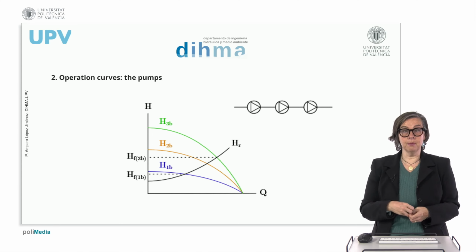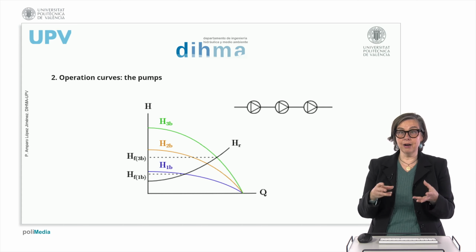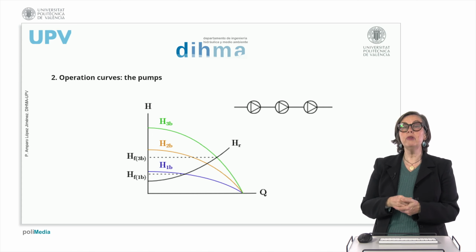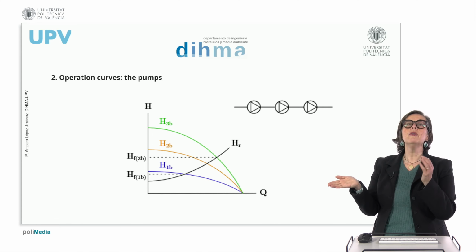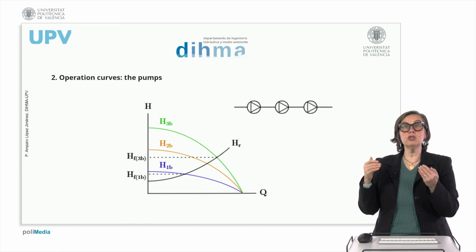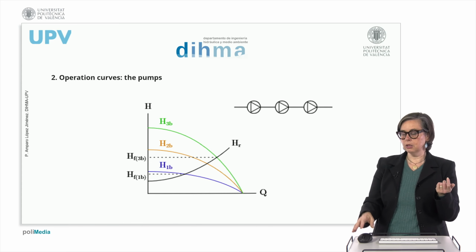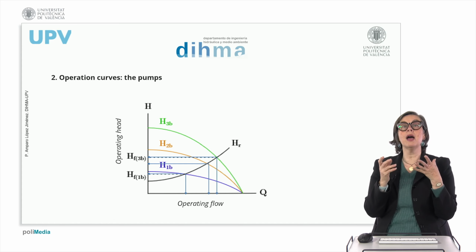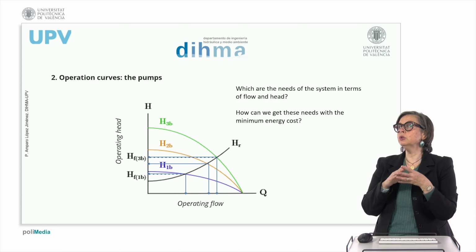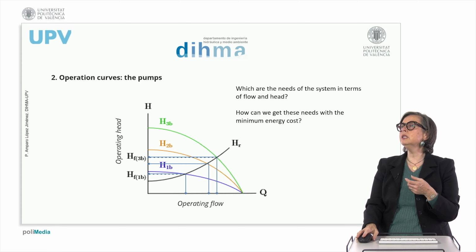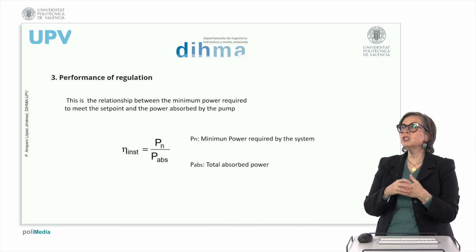On the other side, we have the pumps and the characteristic curves of these pumps, representing flow versus pressure. This is the curve of the pumps or the pump association in series or in parallel. So what we need is to have the particular operating flow that the facility requires. How will we do this? How can we get these needs with the minimum energy cost? We will be doing this across regulation.